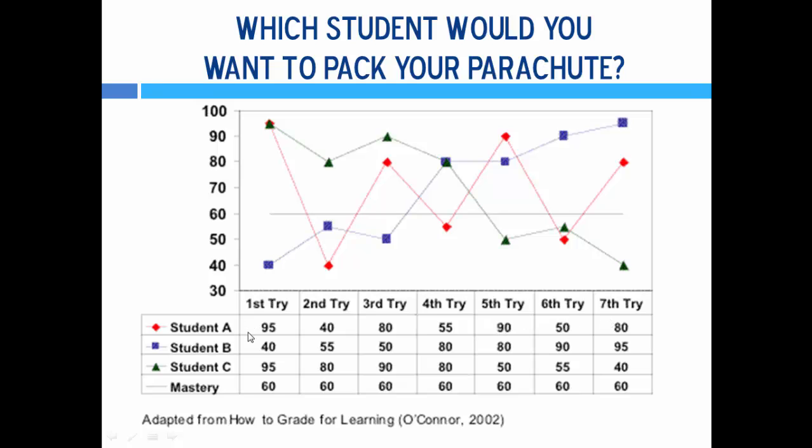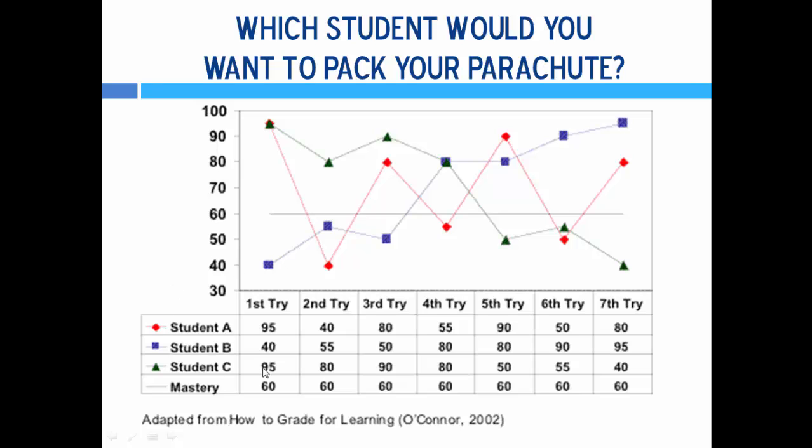And then we got student B here, who started really low. He struggled to get that parachute packed. Then all of a sudden, around try 4, something clicked. And we see that all the time with our students. At the beginning of a unit or content, it really is hard to understand. But eventually the light bulb does go off and they have that aha moment. And then look at student B here, 80%, 80%, 90%, even up to 95% at the end.